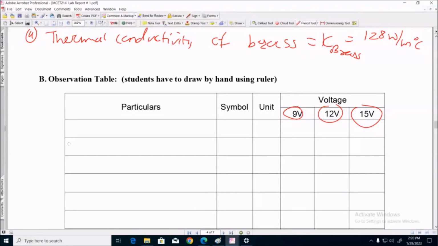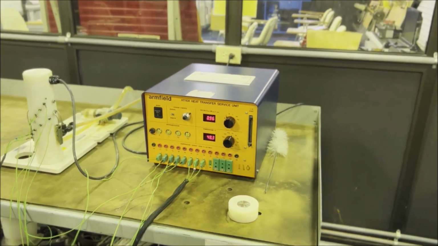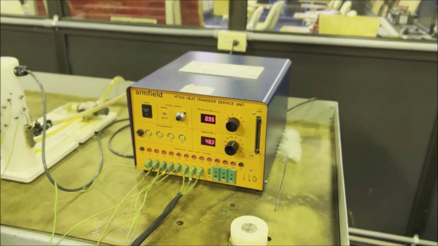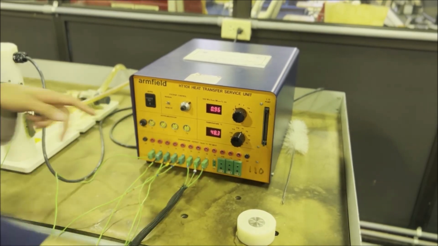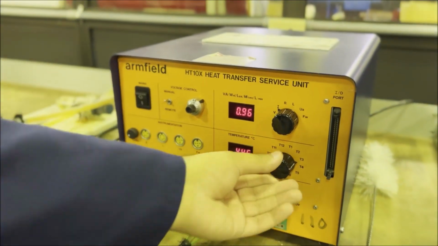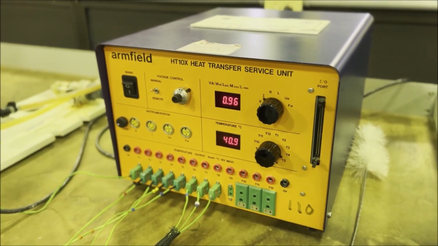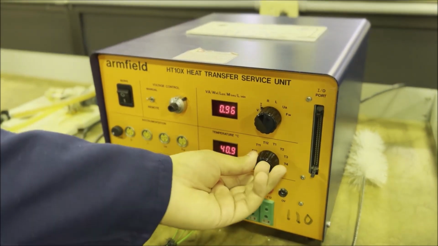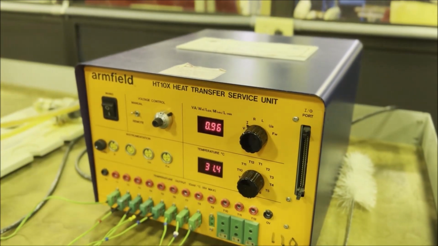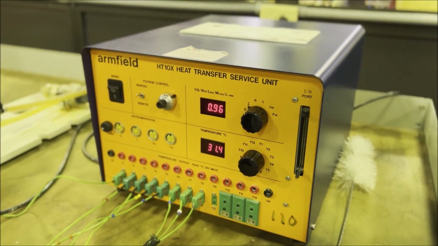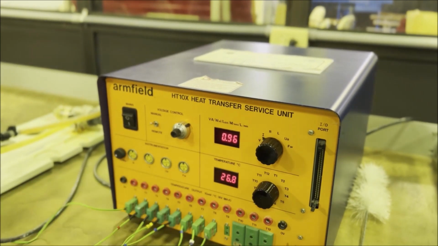Then record the readings. How much current? I don't know. 0.96. Yes. Temperature T1, how much? 48.3. 44.6. 14.9. 38.9. 31.4. 29.7. 26.8.